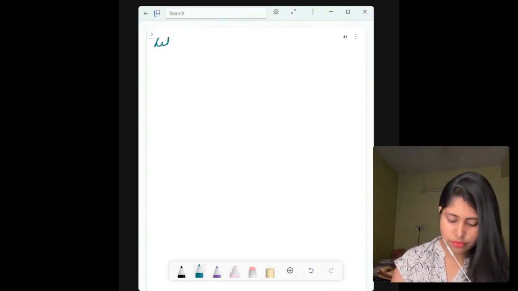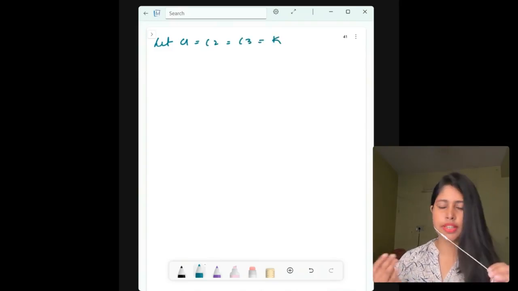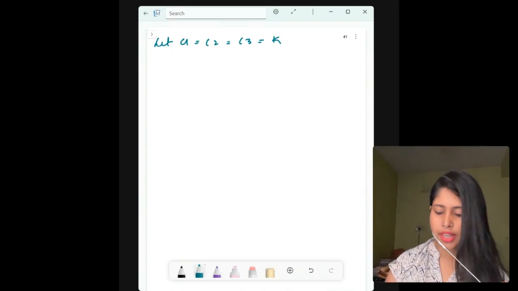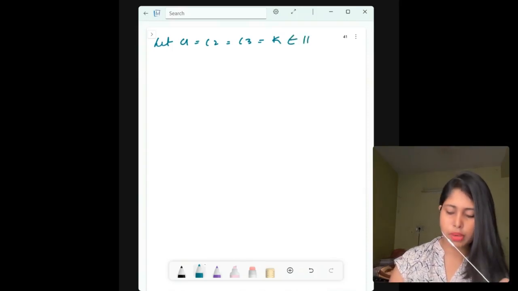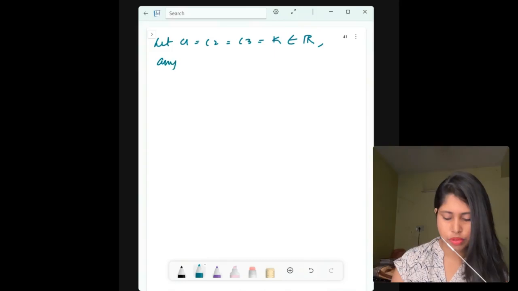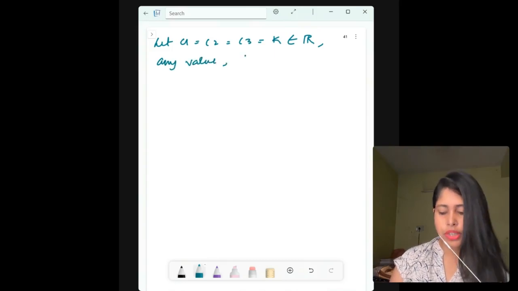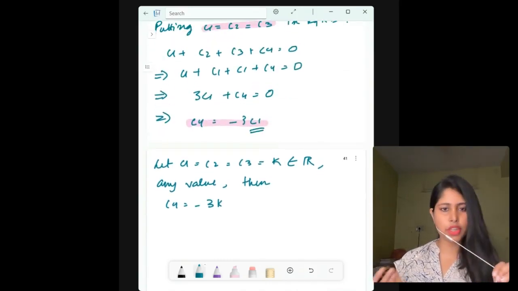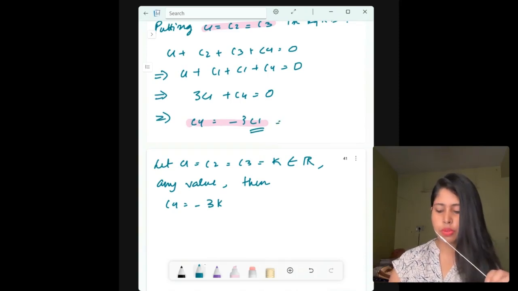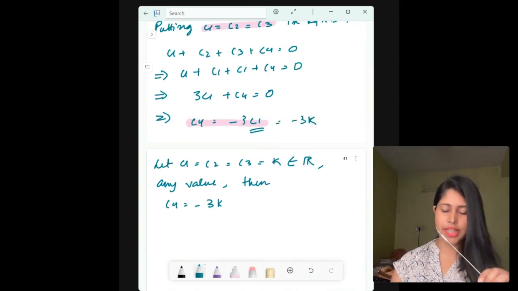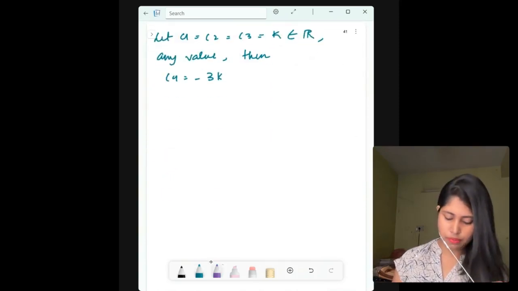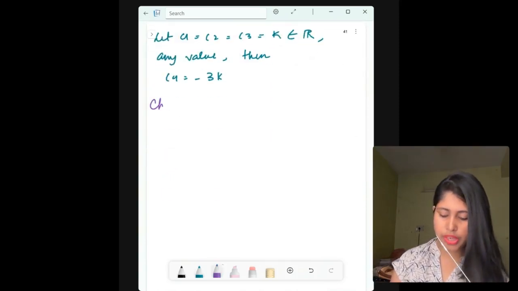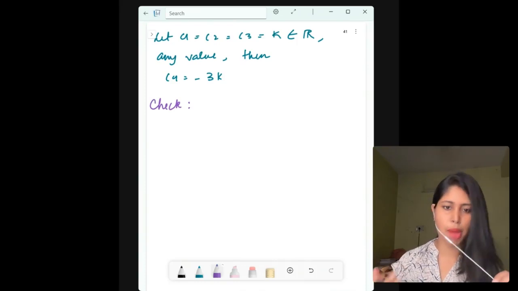Let C1 equals C2 equals C3 equals K. Let us take the constant to be K, which belongs to the real numbers, basically any value, right? Then we can say C4 equals minus 3K, because as you can see, we are taking C1 to be K, right? So C4 is minus 3K, right? Then we will verify if it comes out to be true or not.